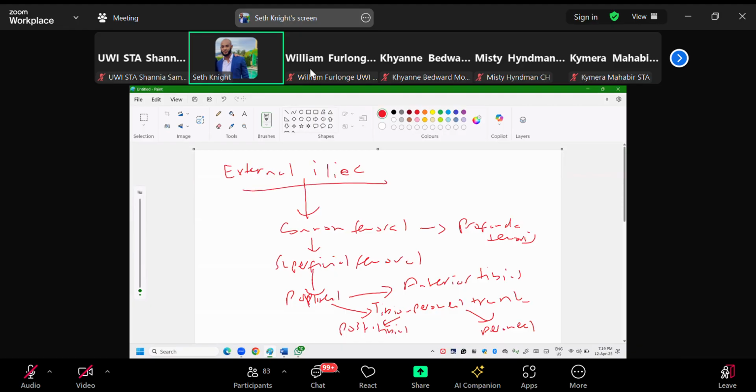Okay, so the external iliac is going to become the common femoral, which is going to become the superficial femoral, which is going to become the popliteal artery set behind the knee. Popliteal artery is going to branch off into the anterior tibial as well as a tibioperoneal trunk, which has two branches, a posterior tibial and a peroneal. Guys, you do need to know this because they do ask you about how the vessels run in your vascular exam. So you need to know the anatomy of the distribution of the branching off of the arteries of the lower limb.